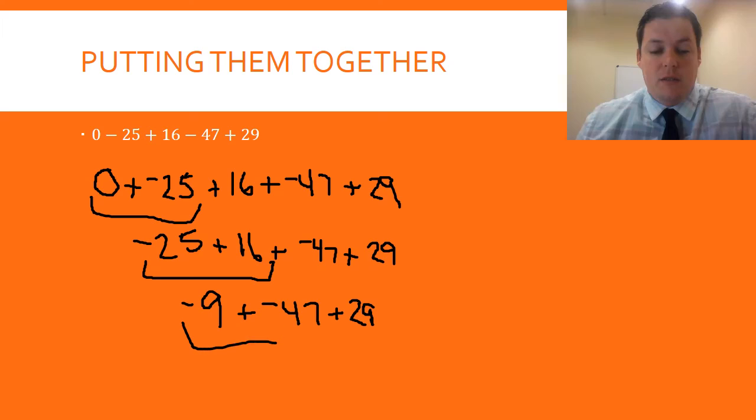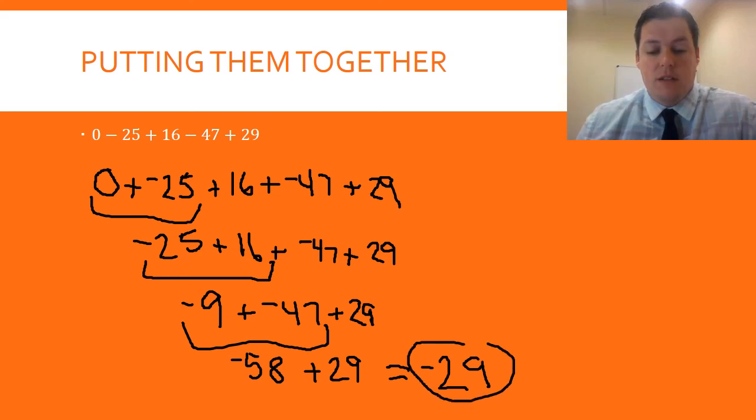Now if we look at these two, signs are the same, so we're going to add. That gives us 58. Keep the sign of the larger one. It's negative, plus 29. Signs are different, so we're going to subtract. 58 minus 29 is 29. But we have to keep the sign of the larger number, which is negative. So our answer here is negative 29.